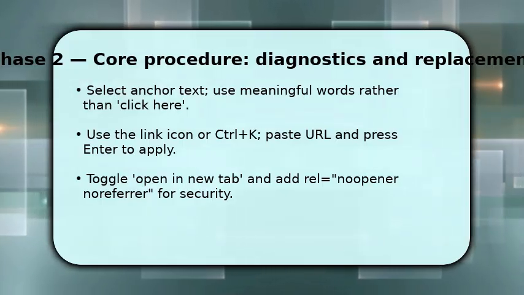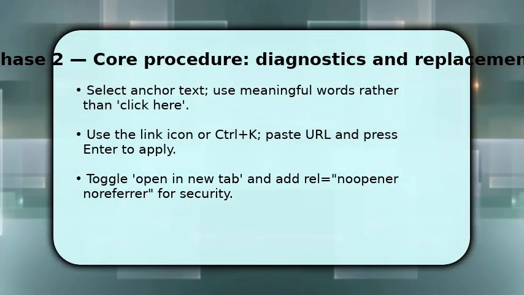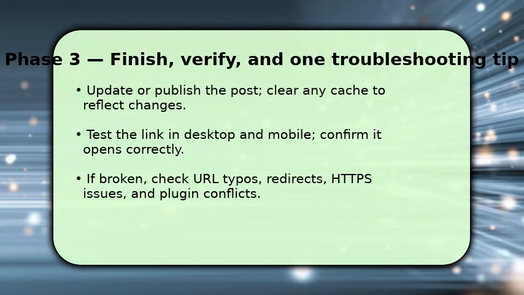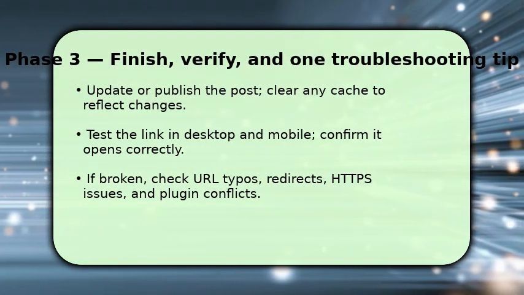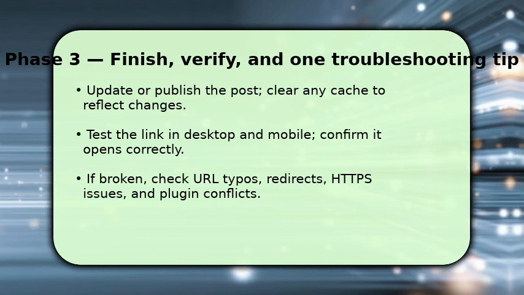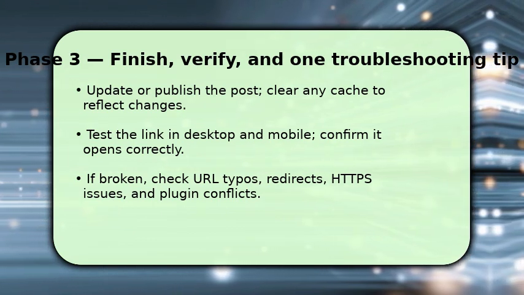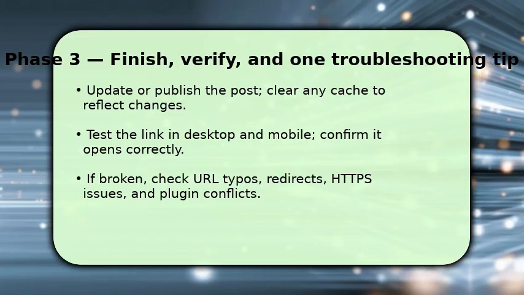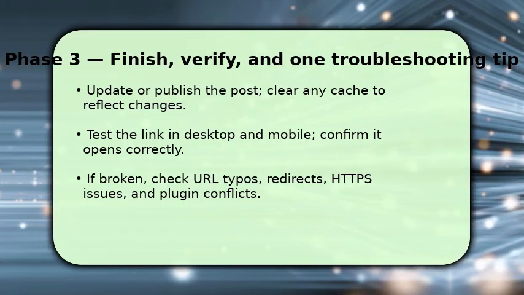After inserting and configuring the link, update or publish the post, and then clear any caching plugin or CDN cache so the change appears to visitors. Once live, test the external link on desktop and mobile. Confirm it opens in the chosen tab, and that the destination loads over HTTPS when expected.